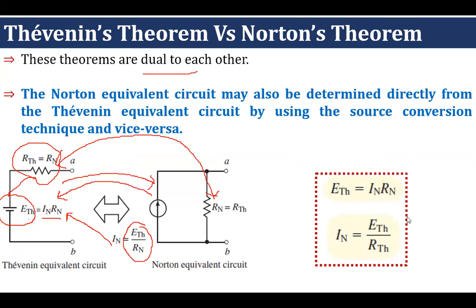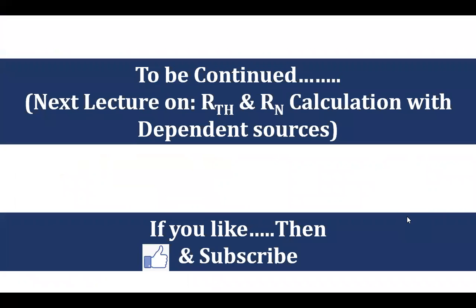So we'll stop over here. This is the ETH and IN, and in the next lecture we'll go through the calculation of RTH or RN in the case of dependent sources. Thank you.